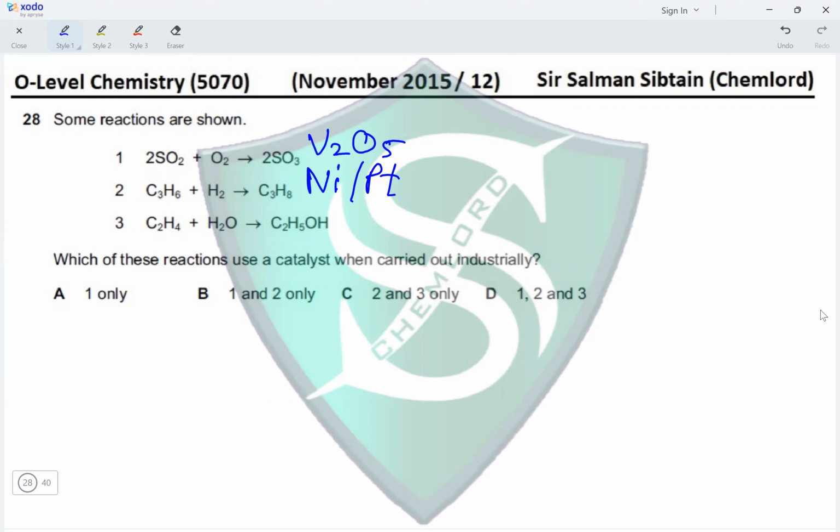C2H4 plus water gives C2H5OH. This is alkene plus water, or steam, gives an alcohol. This uses H3PO4 as a catalyst. So since all three of them are using a catalyst, option D is the correct option for this question.